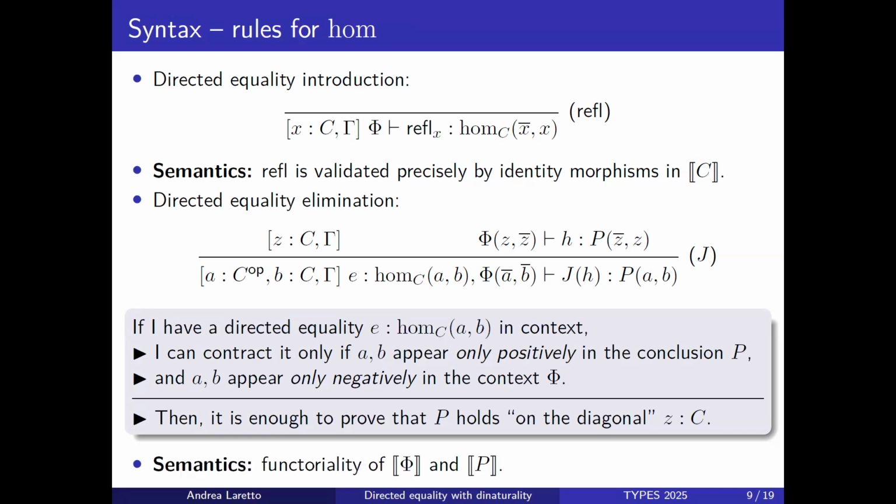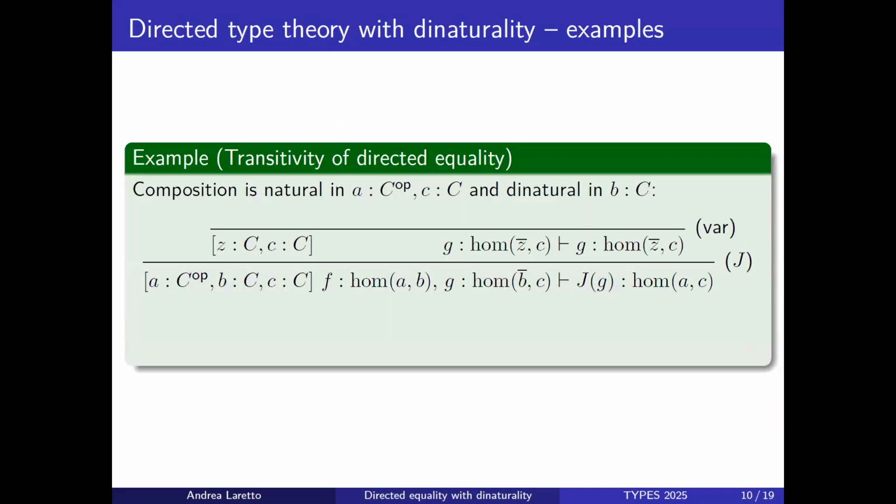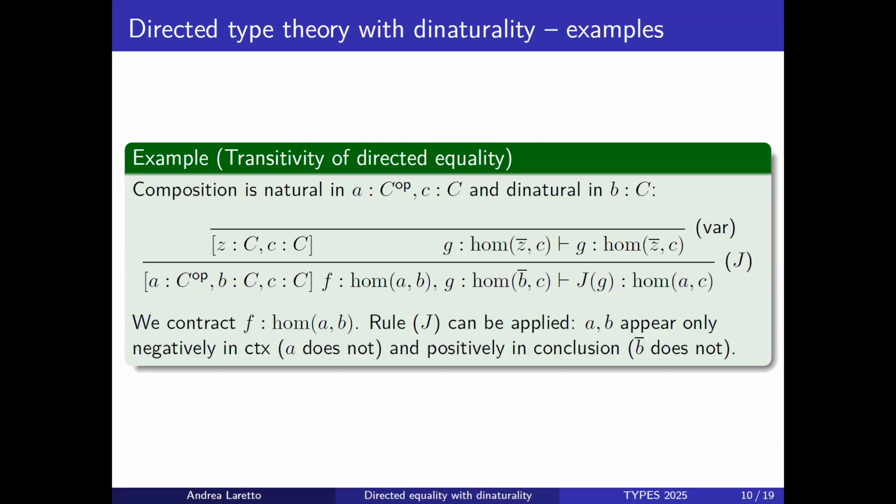Why is this validated? Just functoriality. There's no dinaturality yet. From this example, you can already derive this map, transitivity. So if you want to create a map like this, it's enough to just give a map like this. Why can you contract it? Because A and B only appear negatively in the context. A does not appear negatively, B appears negatively. And positively in the conclusion, B does not appear negatively. And A appears positively, so it's fine.